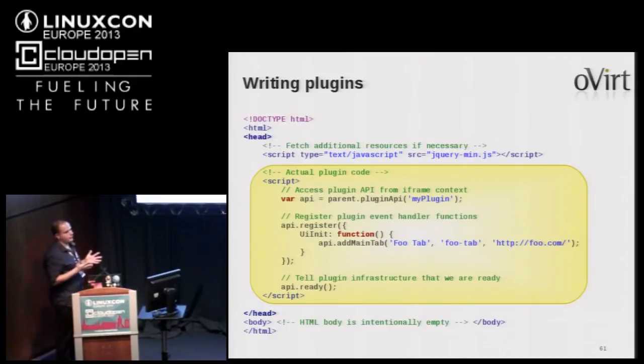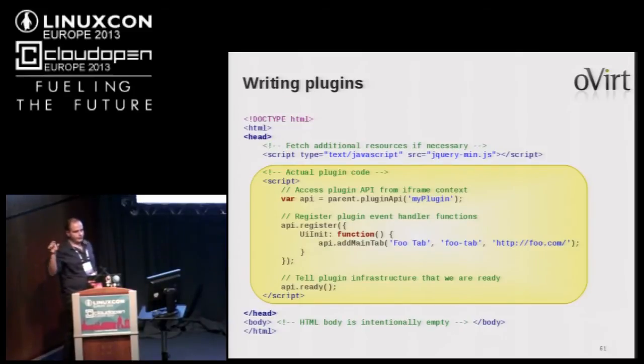Looking at the most basic plugin you could use, it's just an HTML file with a JavaScript section. The first part accesses the API, telling it I would like the plugin API, my name is my plugin. And then I'm registering event handler functions. In this case, I register the UI init event, which is triggered when the admin portal is initialized. The only thing I did here is add a new main tab. That's the label, that's a unique identifier, and that's a URL. That's it. So basically, that would create a new main tab.